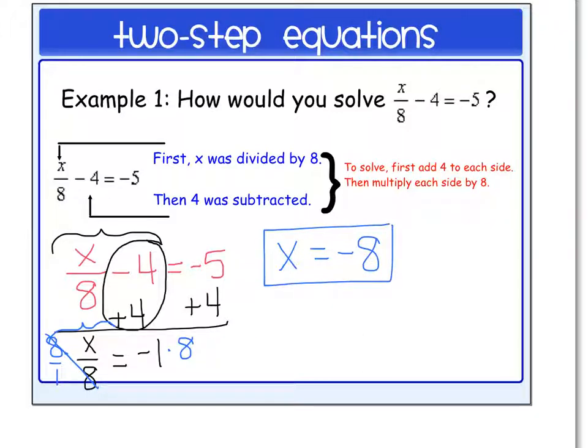If we wanted to check our answer, we could go ahead and plug back into the original equation. So if I came over here, I've got negative 8 over 8, which is negative 1. Bring down the rest, minus 4 equals negative 5. According to our integer rules, we're going to keep it, change it, flip it, and negative 1 plus negative 4 is negative 5, so we know that we have the correct answer.